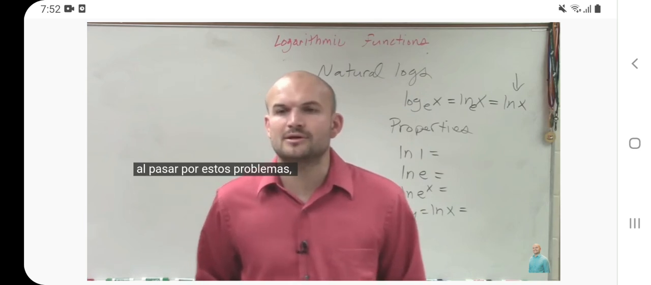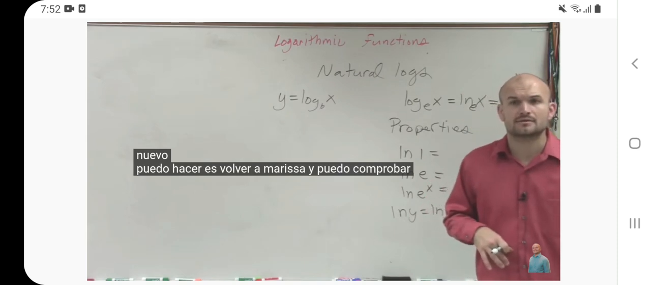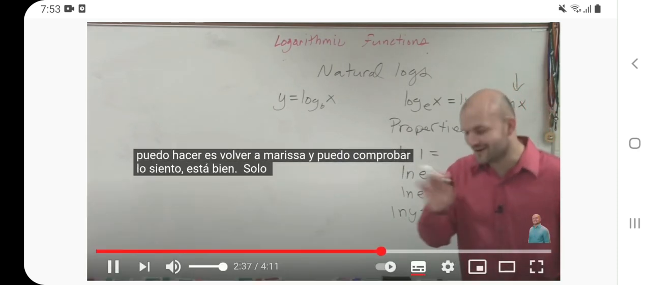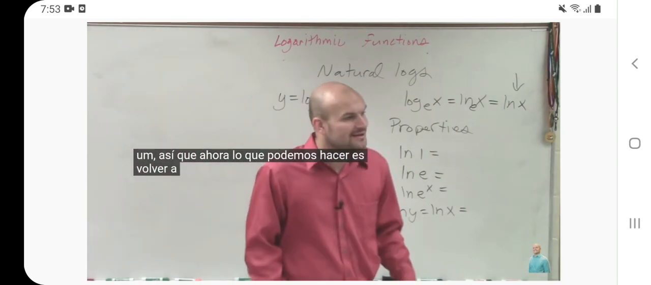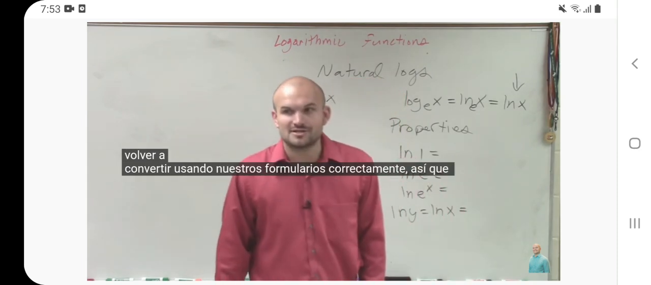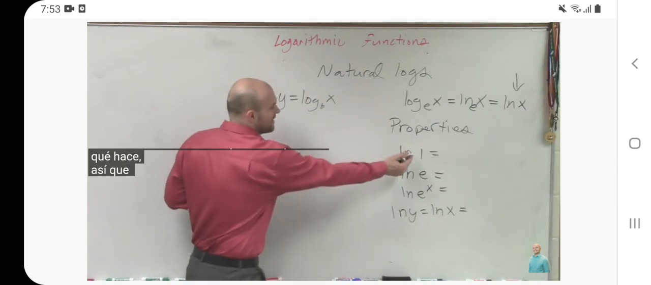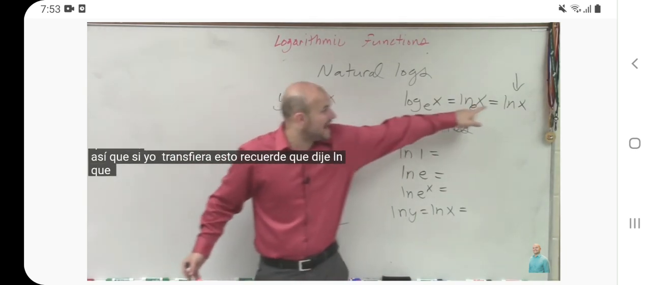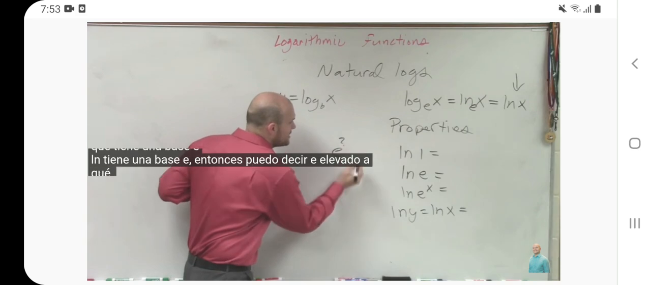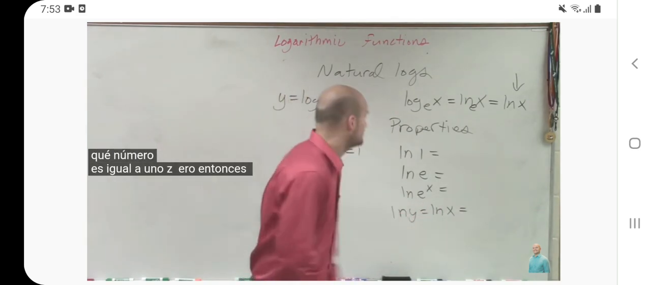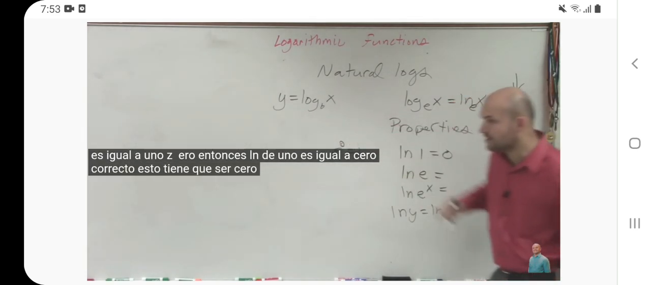So by going through these problems, again, we can go back to converting by using our forms. We can transfer each one of these to exponential form to see what it would make. So if I transfer this, remember I said ln has a base e. ln has a base e. So I can say e raised to what number equals 1? 0. So ln of 1 equals 0. This has to be 0.